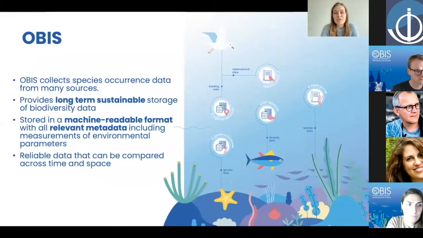OBIS collects species occurrence data from many different sources. This can be, for example, tracking data, data from other specialized databases like fish databases or algae databases, and observational data from different institutions. We provide long-term sustainable storage of your biodiversity data. The data is stored in a machine-readable format with all relevant metadata, including measurements of environmental parameters. The data is stored so that it is reliable and can be compared across time and space, across the globe, across different institutions, and possibly also across different data types.